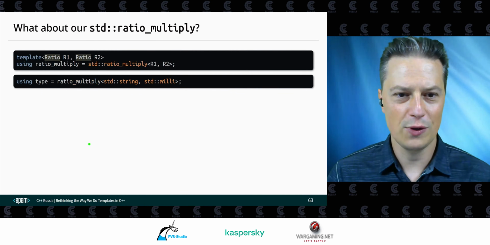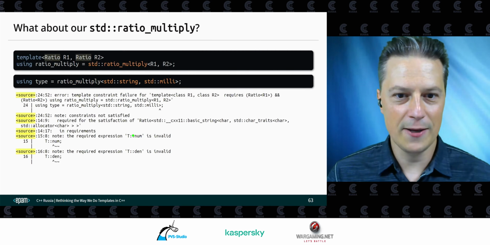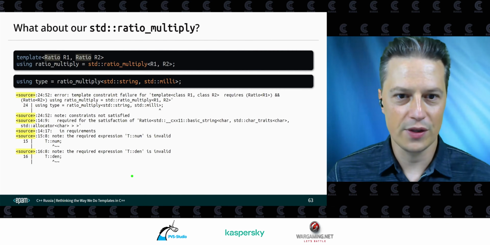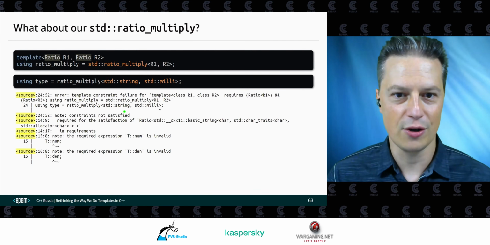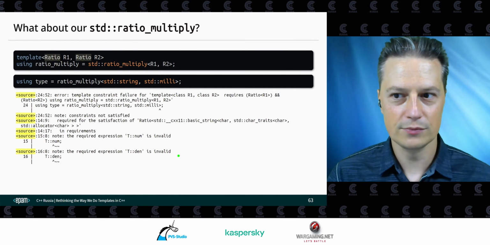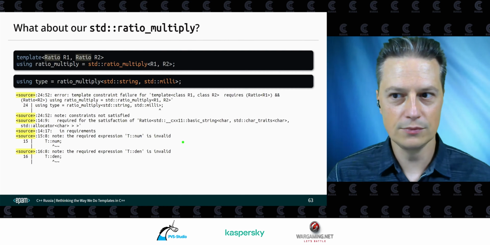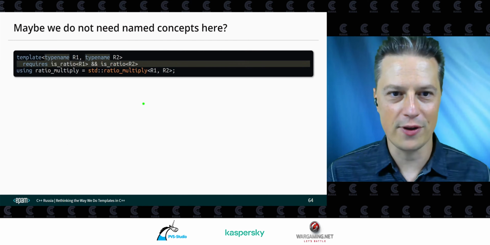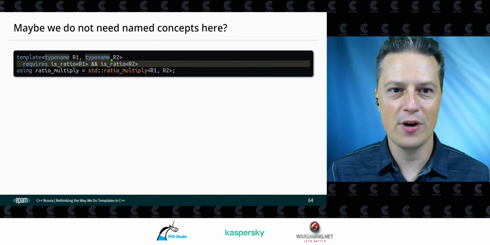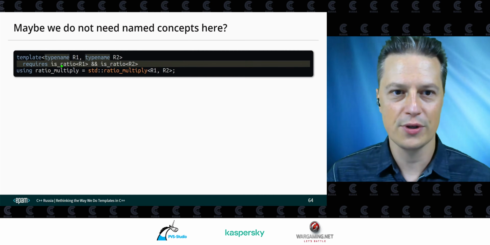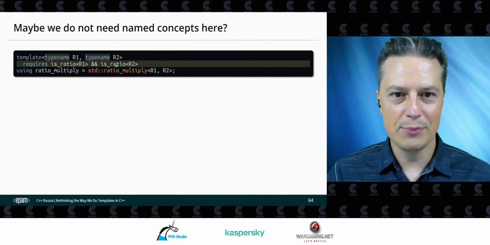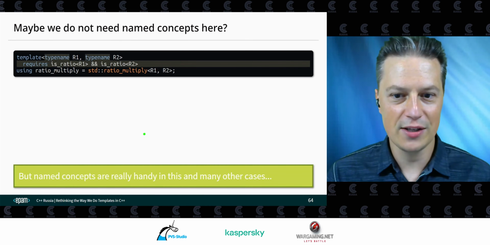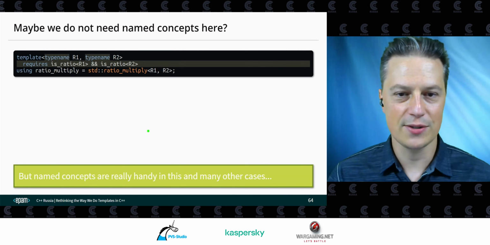Using those, you'll get an information that basically the type T doesn't have a num and den as a member because it's a string. Sometimes maybe we don't want to name everything, right? We may put type names everywhere and then do the requires clause. So we just use our type traits. But named concepts are really handy in this and many other cases.